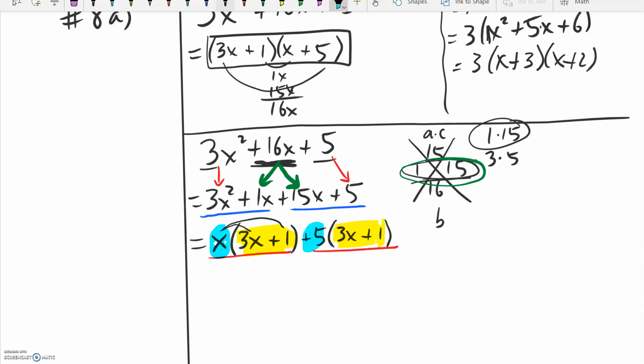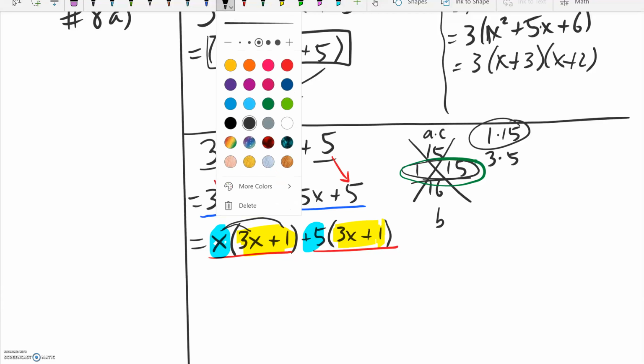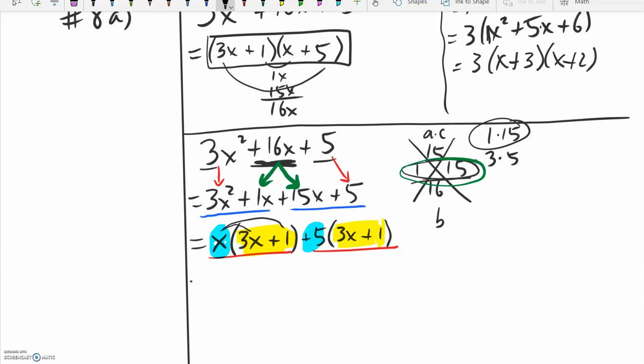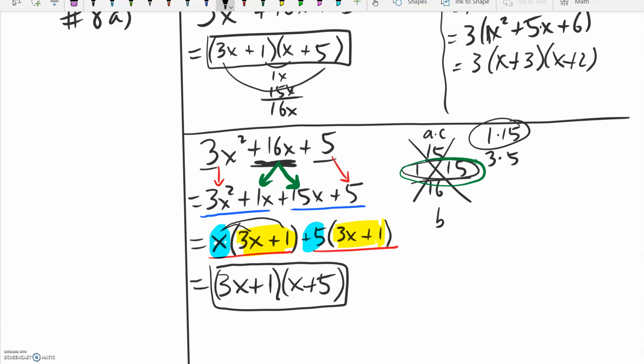So what we're going to do is, oops, still learning how to use this notepad here. Getting better, but it's taking some time. Okay, so what we're going to do is factor out the 3x plus 1. So that goes here. And then the leftovers, I call them the leftovers, the blue things, those will go over here. And there we have it, same answer.